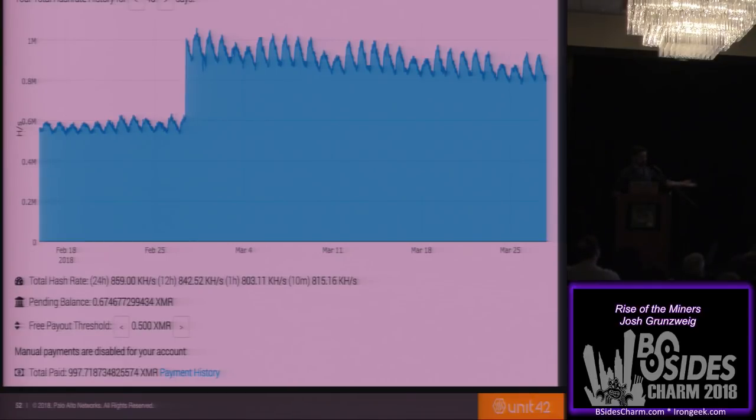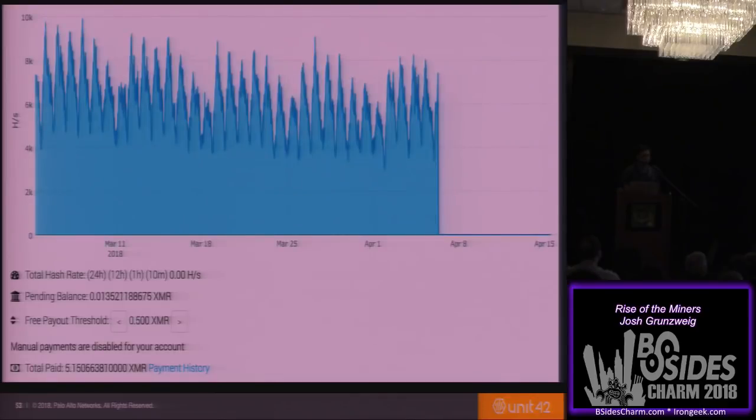You can also obviously see when a new campaign started, because the hash rate went from 0.6 million to just over 1 million in about a day. And at the very bottom, you can see this guy made about 1,000 Monero, or about 250 grand, based on today's exchange rates.